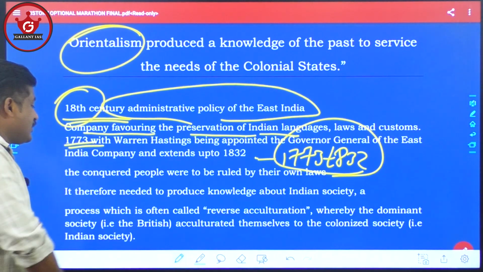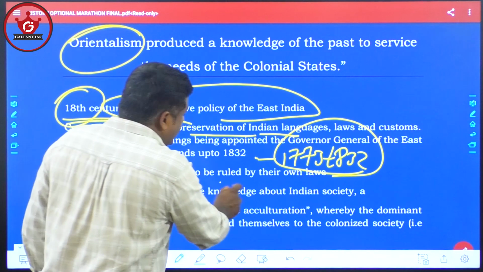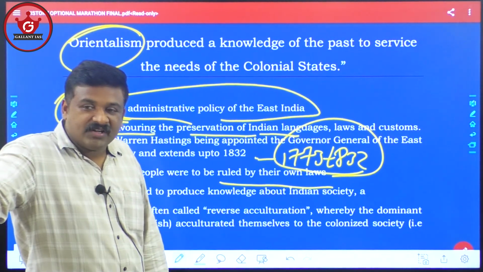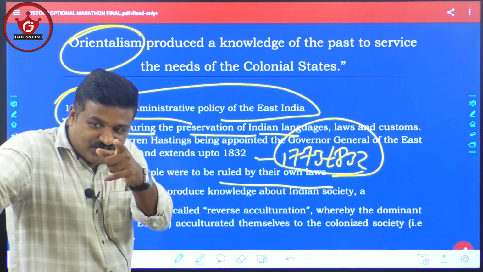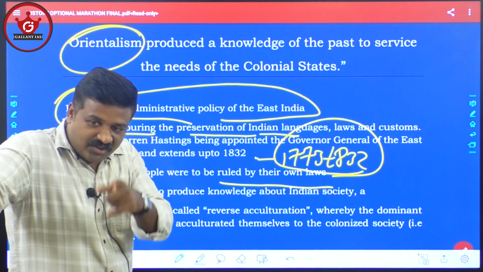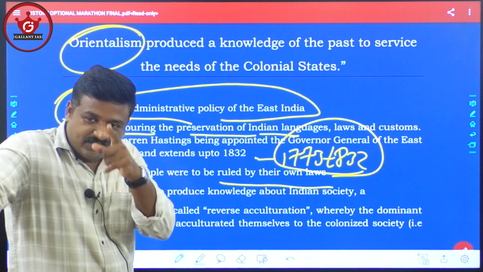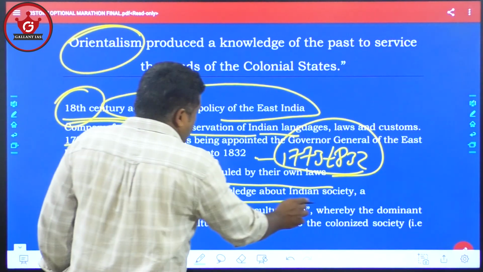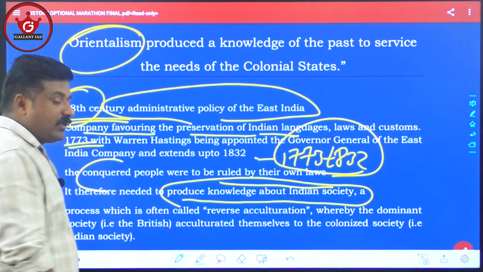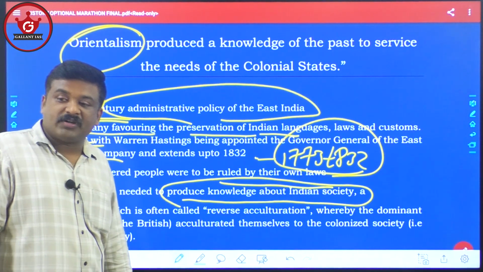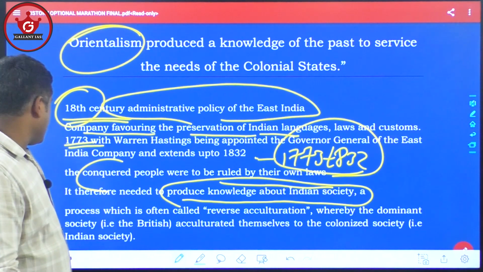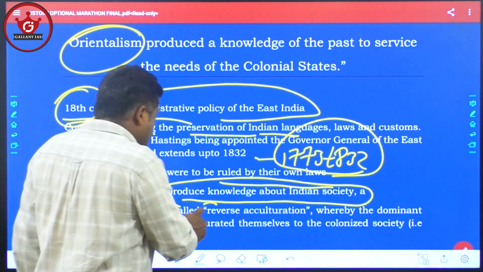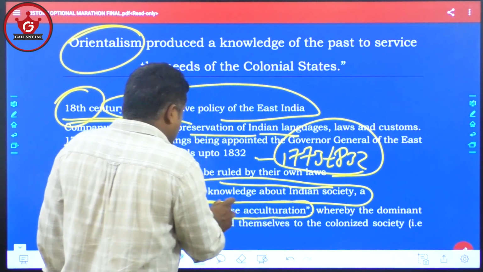And these conquered people were to be ruled by their own laws. Actually, this is the central idea of Orientalism. Your laws, your culture, your social values must be protected, and the conquered people of India must be ruled by their own laws. It was necessary to produce knowledge about Indian society. A process which is often called a reverse. Yes, this term is important here. Reverse. What is the term?